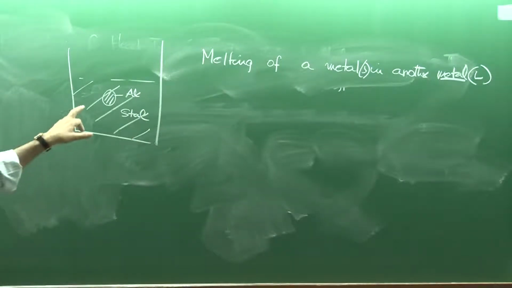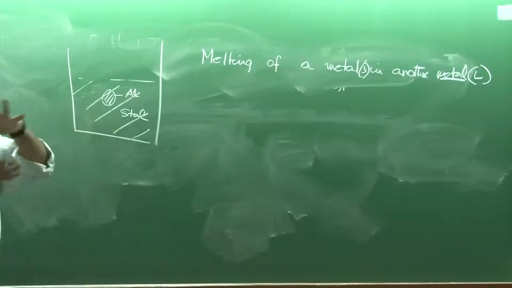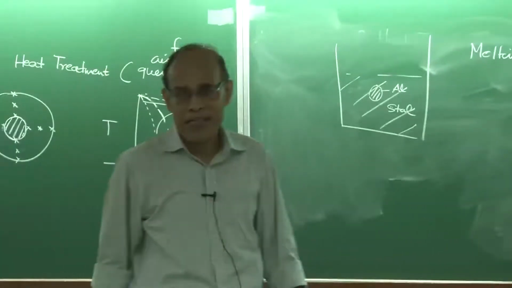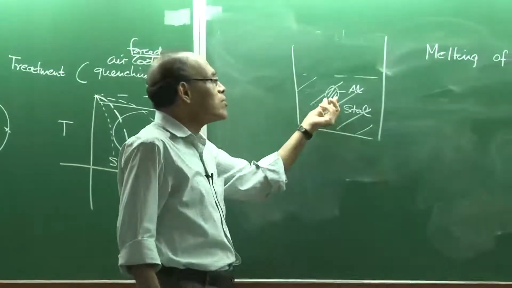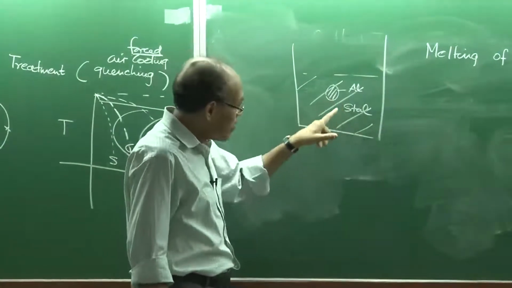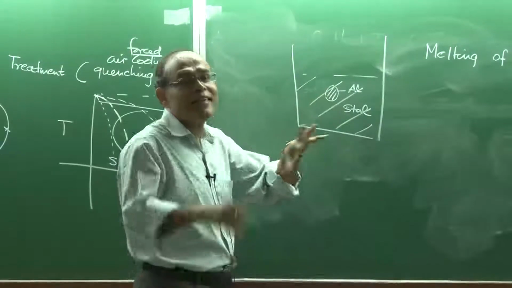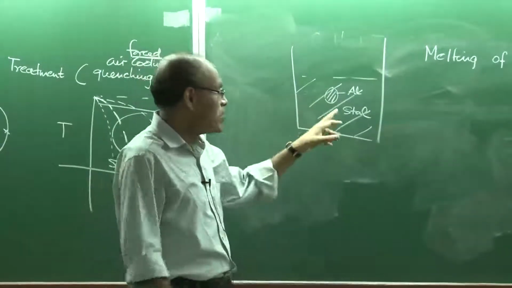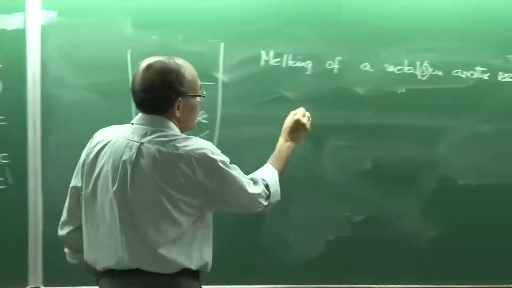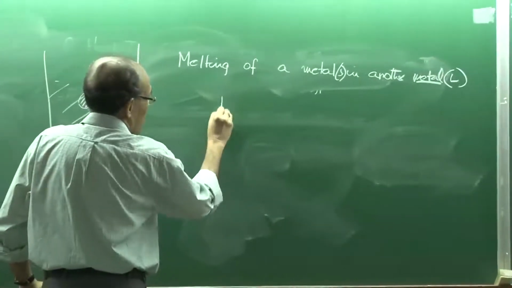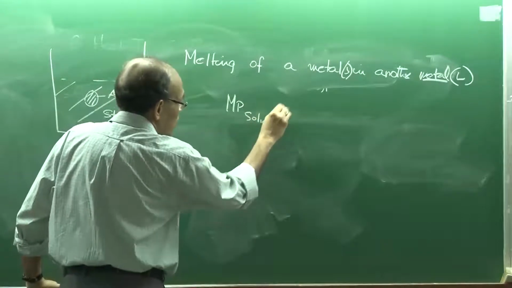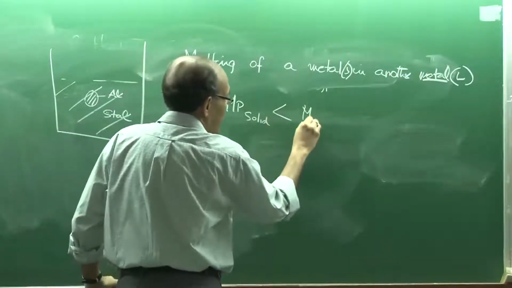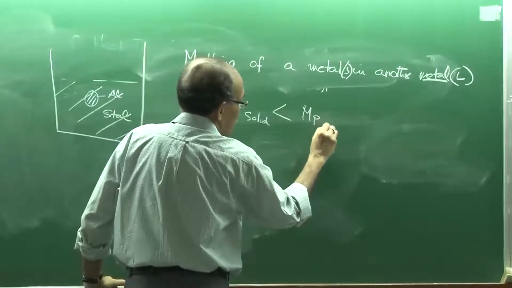Now, whether after melting they form a homogeneous phase or not is not the subject here. That is a different issue altogether. We want to say that this is solid, heat is being transferred from the liquid to the solid, and as a result the solid melts. Obviously, we understand that the melting point of the solid is less than the melting point of the liquid, only then will the melting take place.